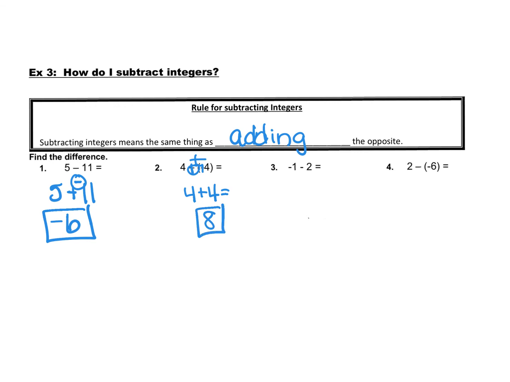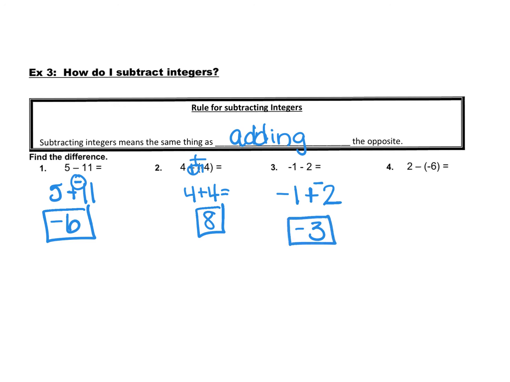All right, we have negative 1 minus 2. And again, we're adding the opposite. The opposite of positive was negative. So now I have negative 1 combined with negative 2. So remember, it's like I have 1 negative and I have 2 negatives. So I'm going to add those together. And because they were negatives, I'm going to keep the negative sign.